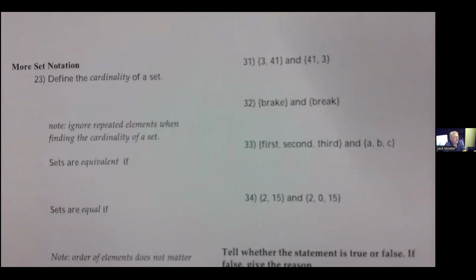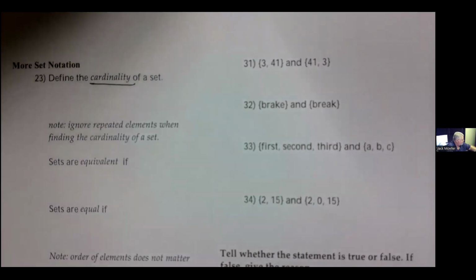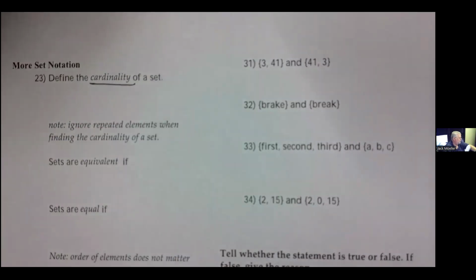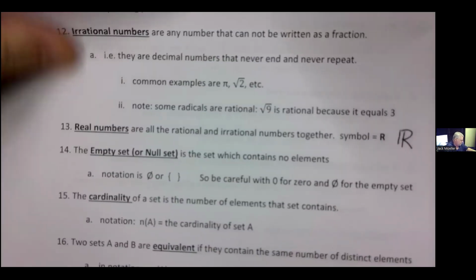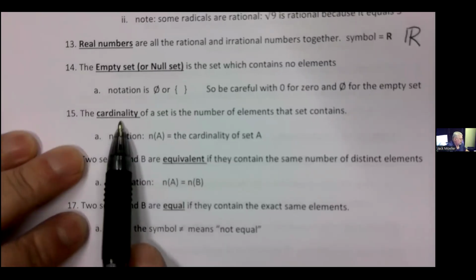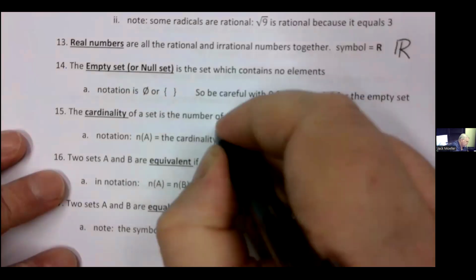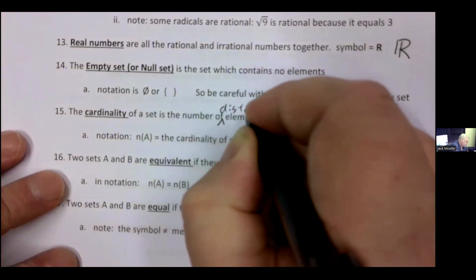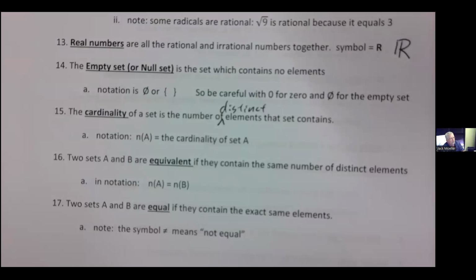Okay, so here is a definition that gets missed a lot, the cardinality of a set. So going back to my page where I have everything written out, it's number 15. So the cardinality of a set is the number of elements, I should say distinct elements, the set contains. And that distinct is important because basically it means we're not counting repeats.